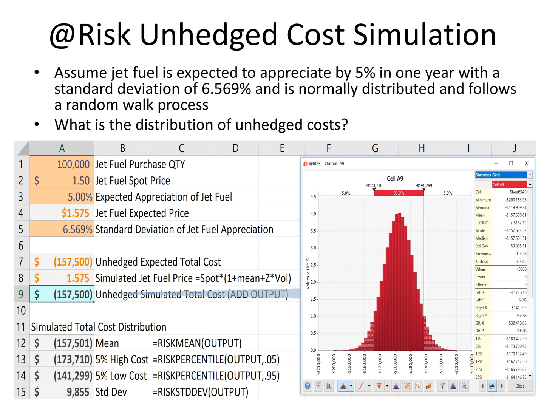So let's continue with our example from last time of Southwest hedging the purchase of 100,000 gallons of jet fuel in 1 year. Let's assume that jet fuel is expected to appreciate by 5% in 1 year with a standard deviation of 6.569, which I calculated using our data. And let's further assume that the appreciation is normally distributed and follows a random walk process. So what we're going to try to figure out is the distribution of unhedged cost. In other words, if they don't enter into a forward contract, what could be their cost of jet fuel?